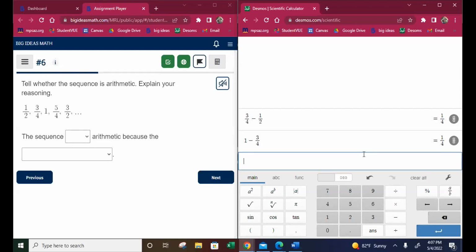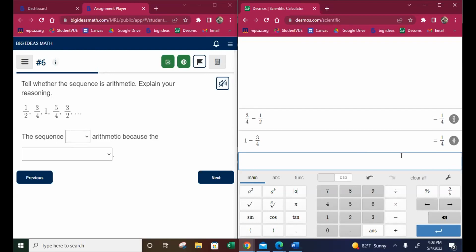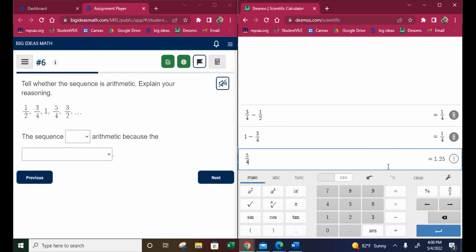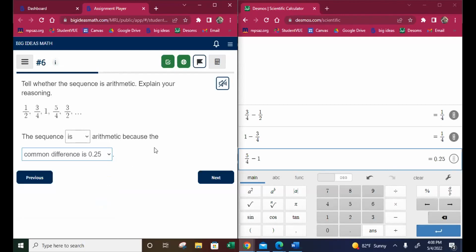You would maybe do one or two more, until you are convinced. But you can't do it that way because that's negative. You've got to do the next one, 5/4 minus 1. You can think of it as right minus left. So this one is arithmetic because the common difference is... so what are the common differences? They're on the right side of your screen.